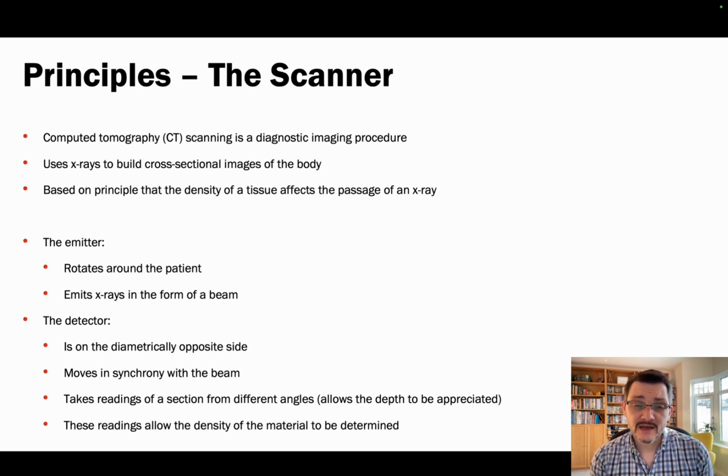The emitter in a CT scan, different to a plain film X-ray, will rotate around the patient, emitting X-rays at all times in the form of a beam. The detector is on the diametrically opposite side of the patient and moves in synchrony with the beam. It takes readings of a section from different angles, which allows the depth of the object to be appreciated, therefore allowing us to understand how thick something is, as well as its cross-sectional shape. And these readings allow the density of the material to be determined, as I've already said.